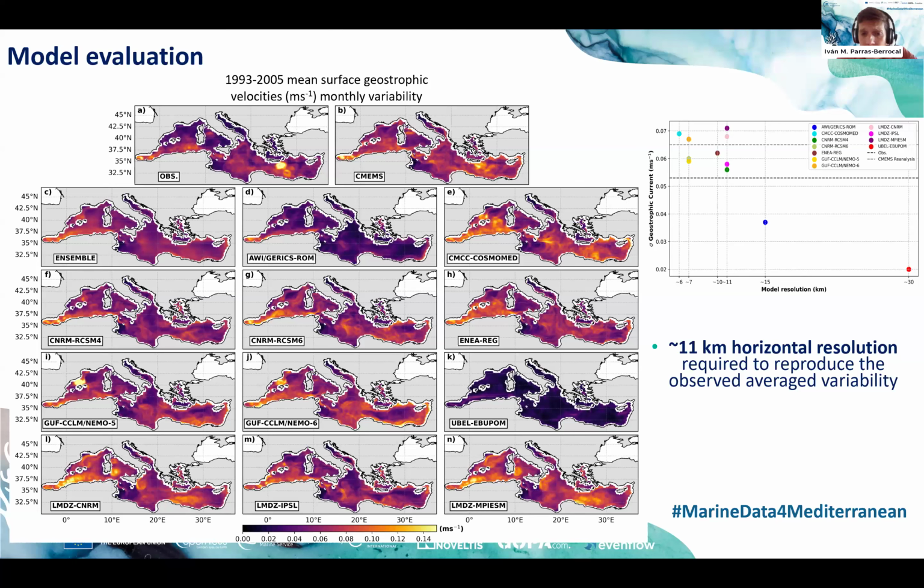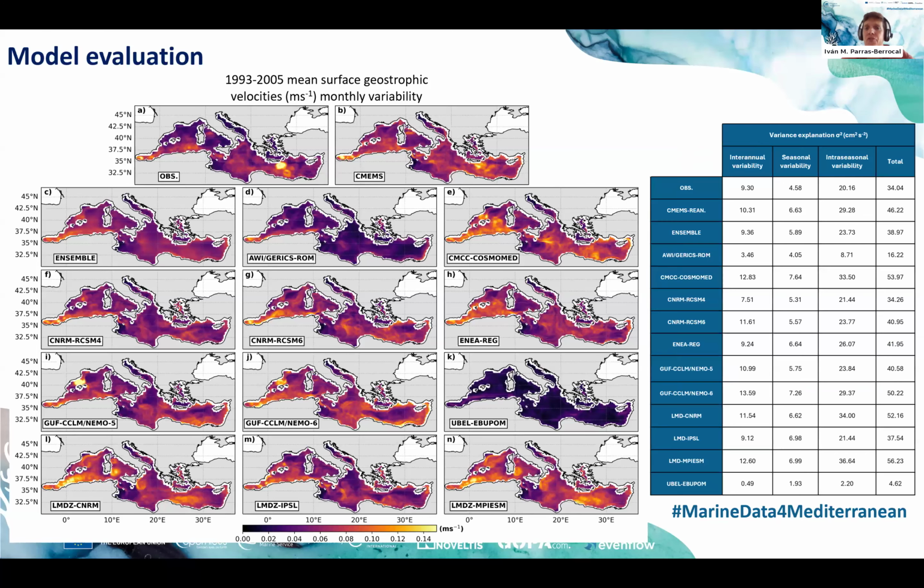And then we plot the basin average value in dashed black line. I present the value for the observation, and in gray for the reanalysis. Each color represents a model, and we found that around 11 kilometers of horizontal resolution is required to successfully reproduce the observed average variability in the Mediterranean basin.